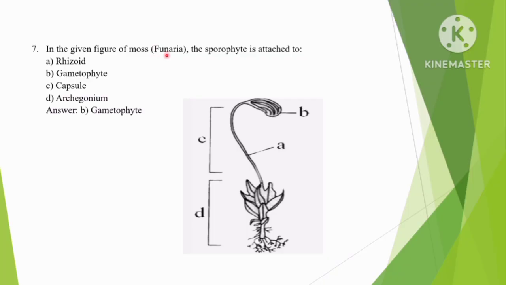In the given figure of moss or Funaria, the sporophyte is attached to. Here you can see in the diagram the sporophyte. Sporophyte is this portion, the C. It is attached to which one? This one. Okay, that is the gametophyte. So the right answer is gametophyte. So this is the capsule. Okay, and this is seta.